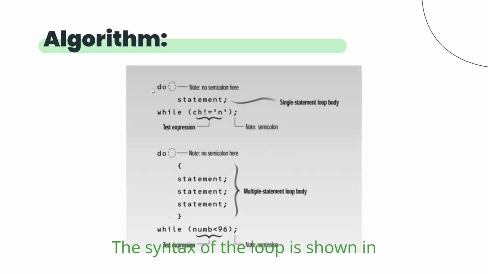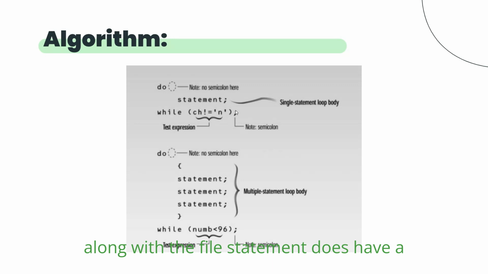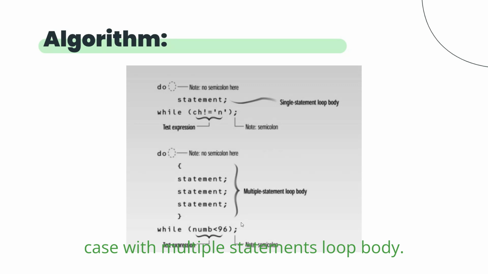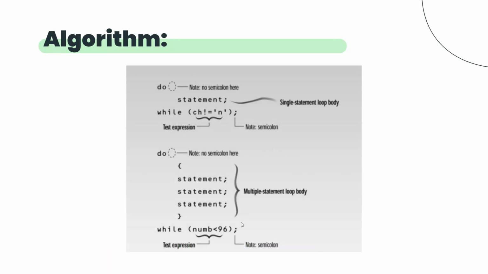The syntax of the do loop is shown in this image, which is saying that do does not have a semicolon, and the test expression along with the while statement does have a semicolon here. Same is the case with a multiple statement loop body.